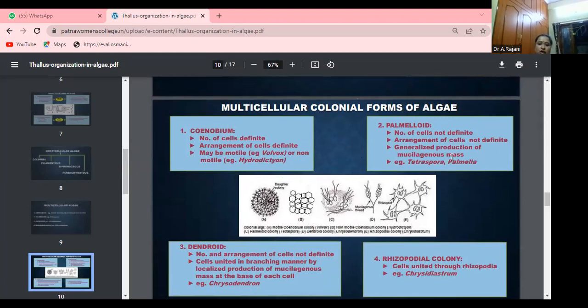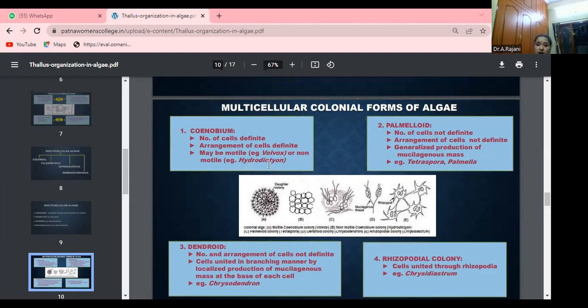I think you can understand here very clearly. See, what is coenobium? I'll explain. In the multicellular colonial form of algae, one is the coenobium, second is the palmelloid, third is the dendroid, fourth is the rhizopodial. What is the coenobium? A defined number of cells having a constant shape and size is present. Arrangement of cells is defined, may be motile or sometimes non-motile also.